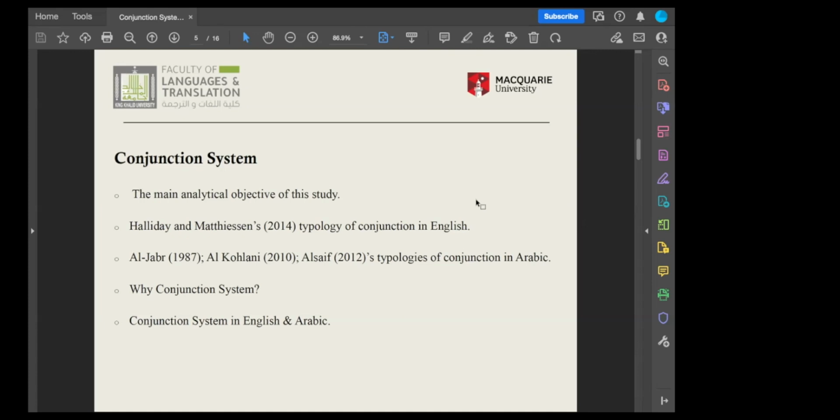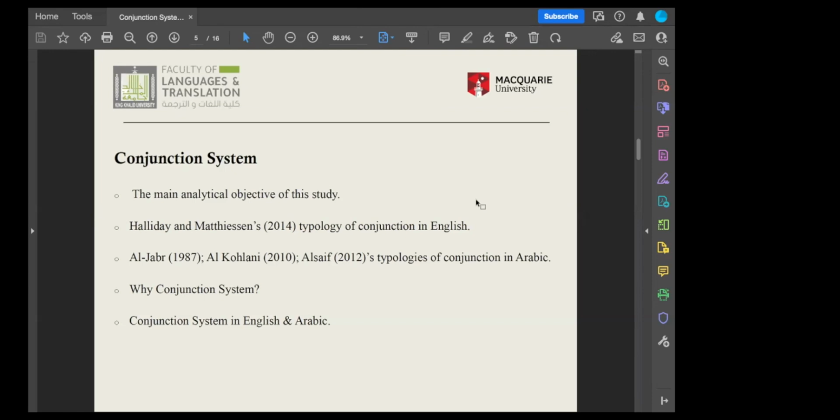The study approaches conjunction from a textual cohesive perspective and draws on Halliday and Matthiessen's typology of the conjunction system in English from 2014. In Arabic, there is not, we can say, a comprehensive study that classifies and categorizes the concept of conjunction. So I draw on three studies, Al-Jabr 1987, Al-Kawlani 2010, and Asif 2012, on their typologies of connectives in Arabic.